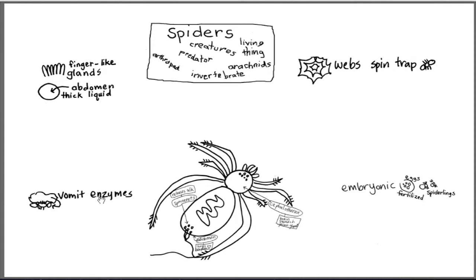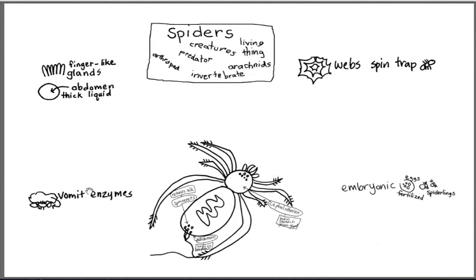And then another student started to talk about webs and how spiders will spin webs and how there's a trapdoor spider. So I put that over here in another part because it didn't go with this information. And then another student started talking about when spiders are first born, they're in the embryonic stage. So I put that in another spot. So as you can see, when they give me information, I start categorizing it.